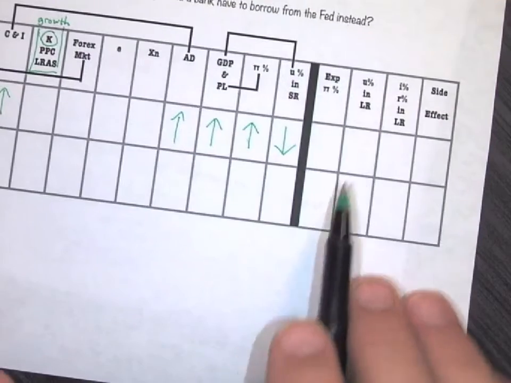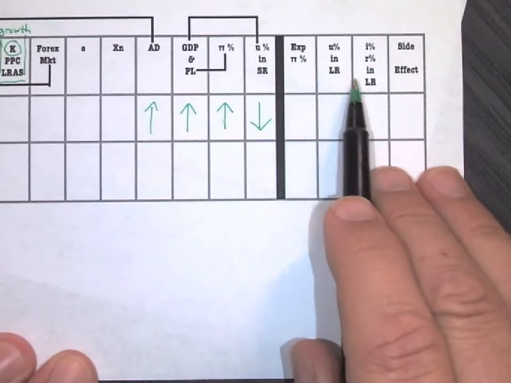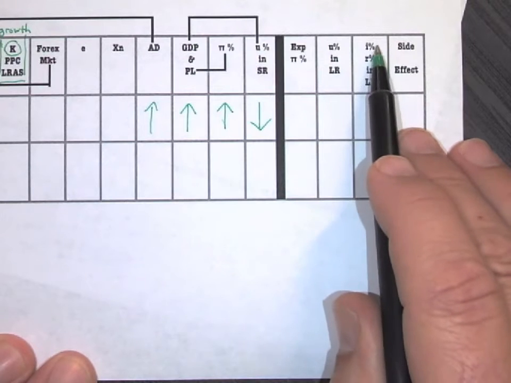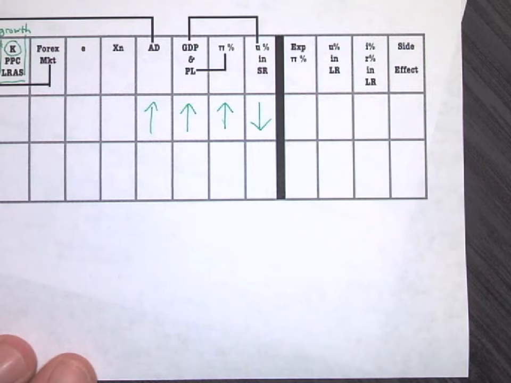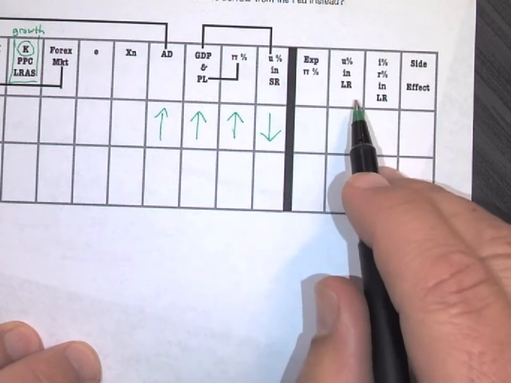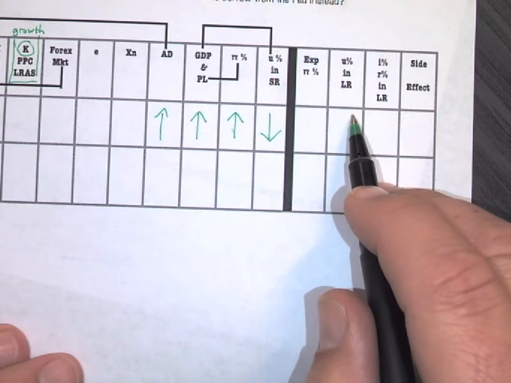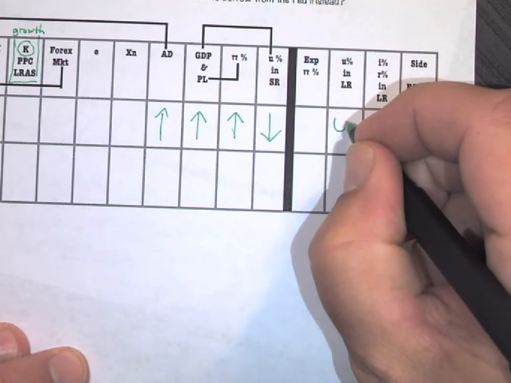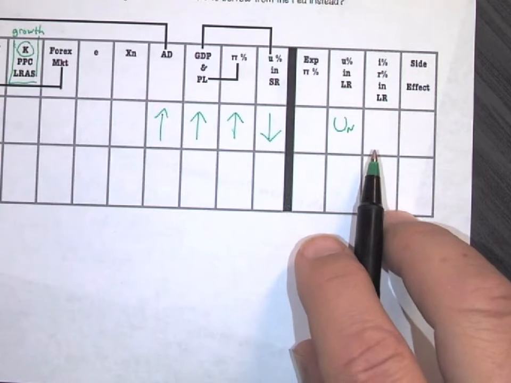Now, our expected inflation rate is what that one is. This is unemployment in the long run. These are our nominal interest rate, our real interest rate in the long run, and then our side effects. So what we can look at from there is our expected inflation rate and our unemployment in the long run. Unemployment in the long run is going to put us at the natural rate of unemployment. So the natural rate of unemployment, what did we get rid of during a recession? What kind of unemployment?